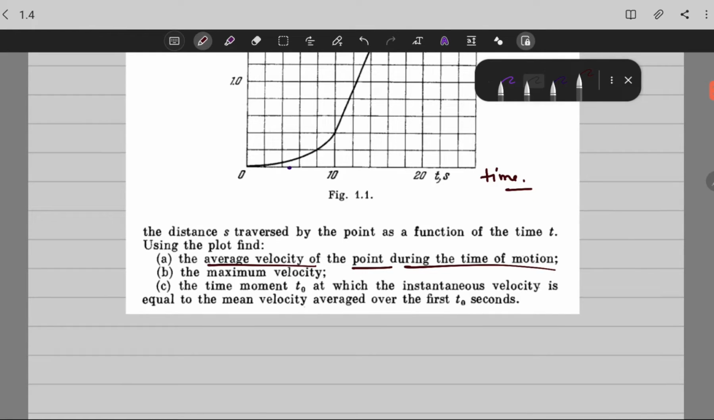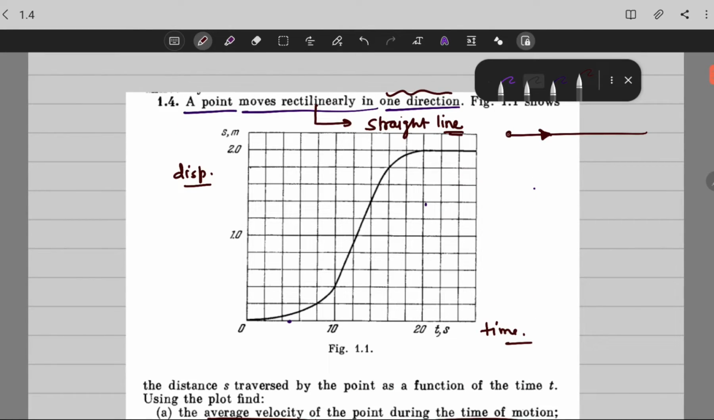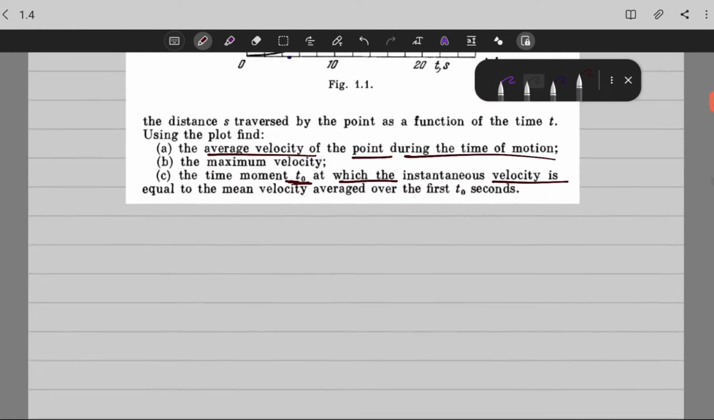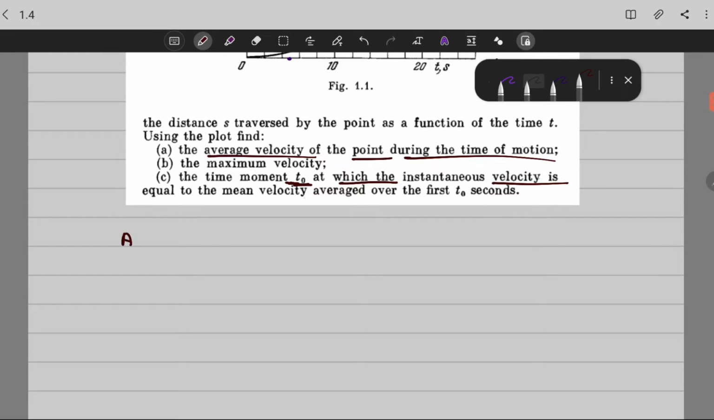And the second problem is asking that as it is traveling from one point to another point, what is the maximum velocity. And then the third question is asking what is the time moment t naught up to which the average velocity is equal to the instantaneous velocity at that particular time instant. So let us first understand the difference between average velocity and the instantaneous velocity, and then we'll analyze it through the graph of displacement versus time.